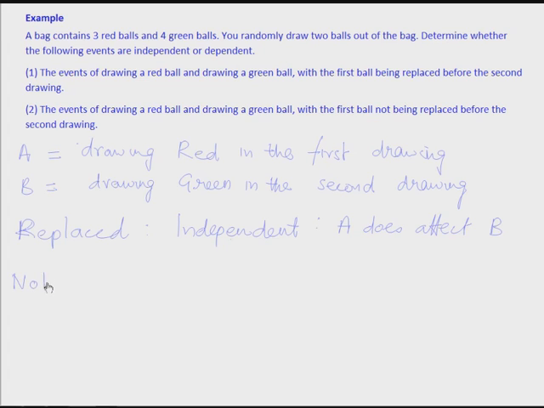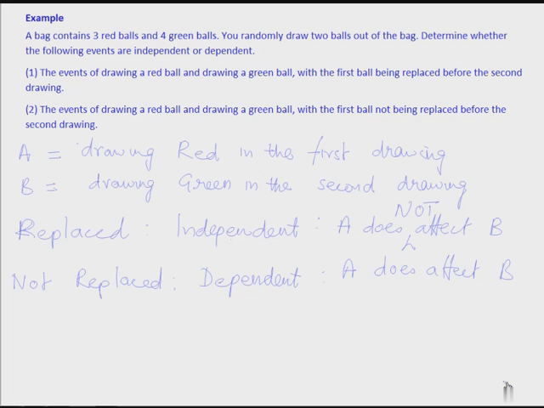So, not replaced. Dependent. Whether or not event A occurred, that is, whether or not we got a red ball or didn't, will of course affect what we get in the second drawing, which is in what probability we get a green ball. A does affect B. I'm sorry, in the first case it was A does not affect B.